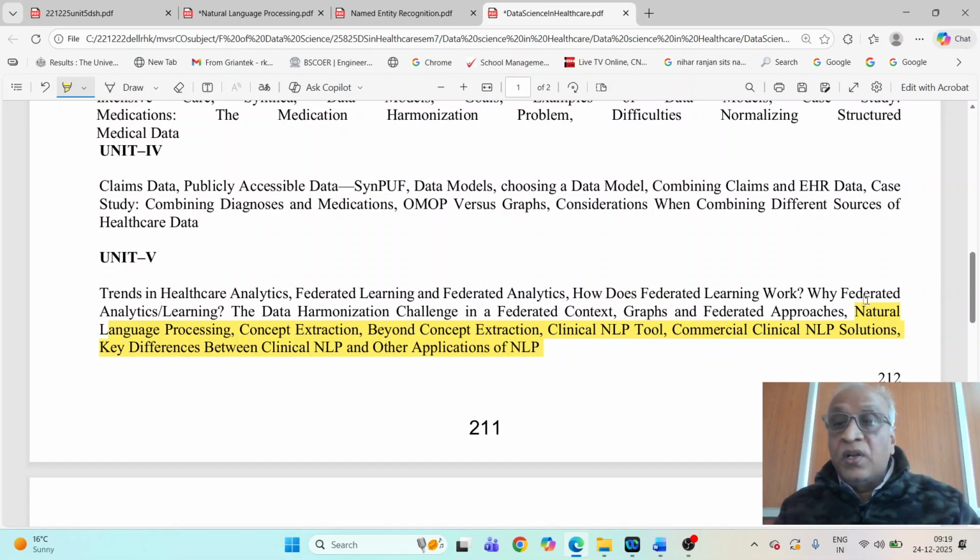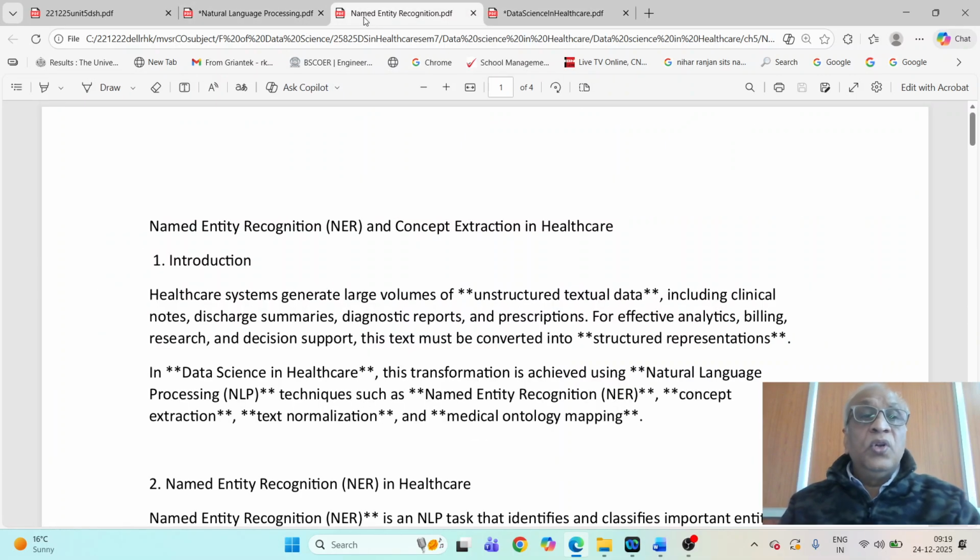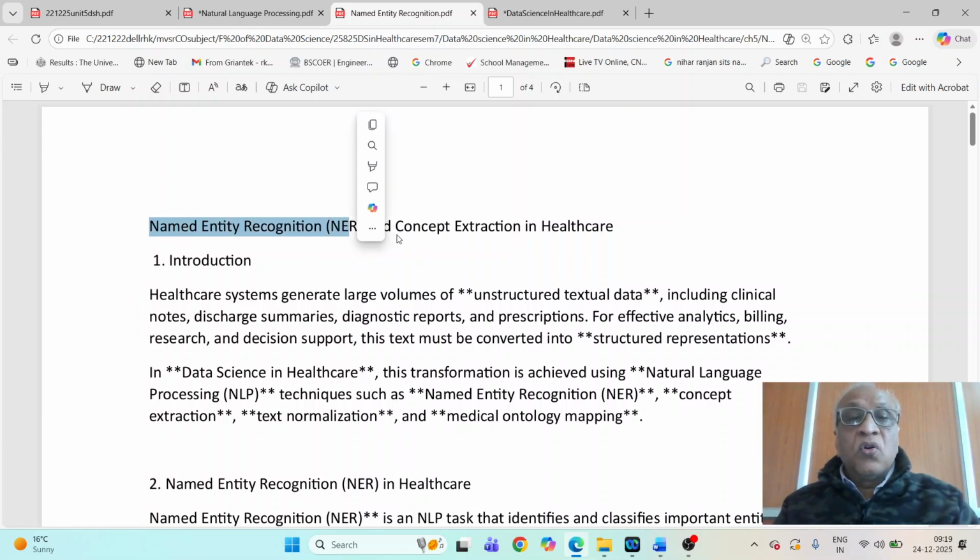This is the topic, natural language processing. And coming to NER, NER stands for named entity recognition, and you also have concept extraction.